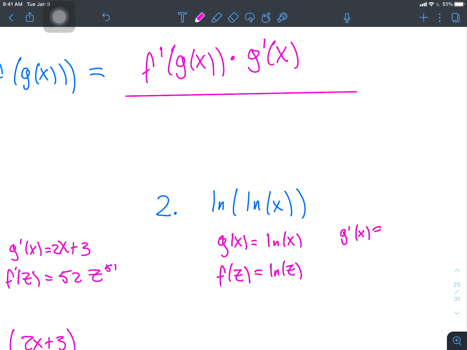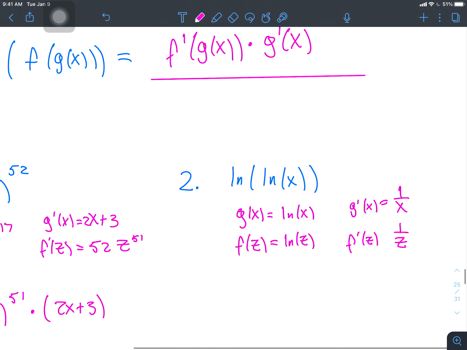Okay, now what is g prime of x? Not quite. 1 over x, right? And f prime of z, how about that? Yeah, 1 over z. Okay. So now that I have my inner and my outer function, let's put it all together. Let's start with the first part, f prime of g of x. What do I get? One over ln of x. Am I done? No, now I need to multiply by 1 over x. And I get 1 over x ln x.